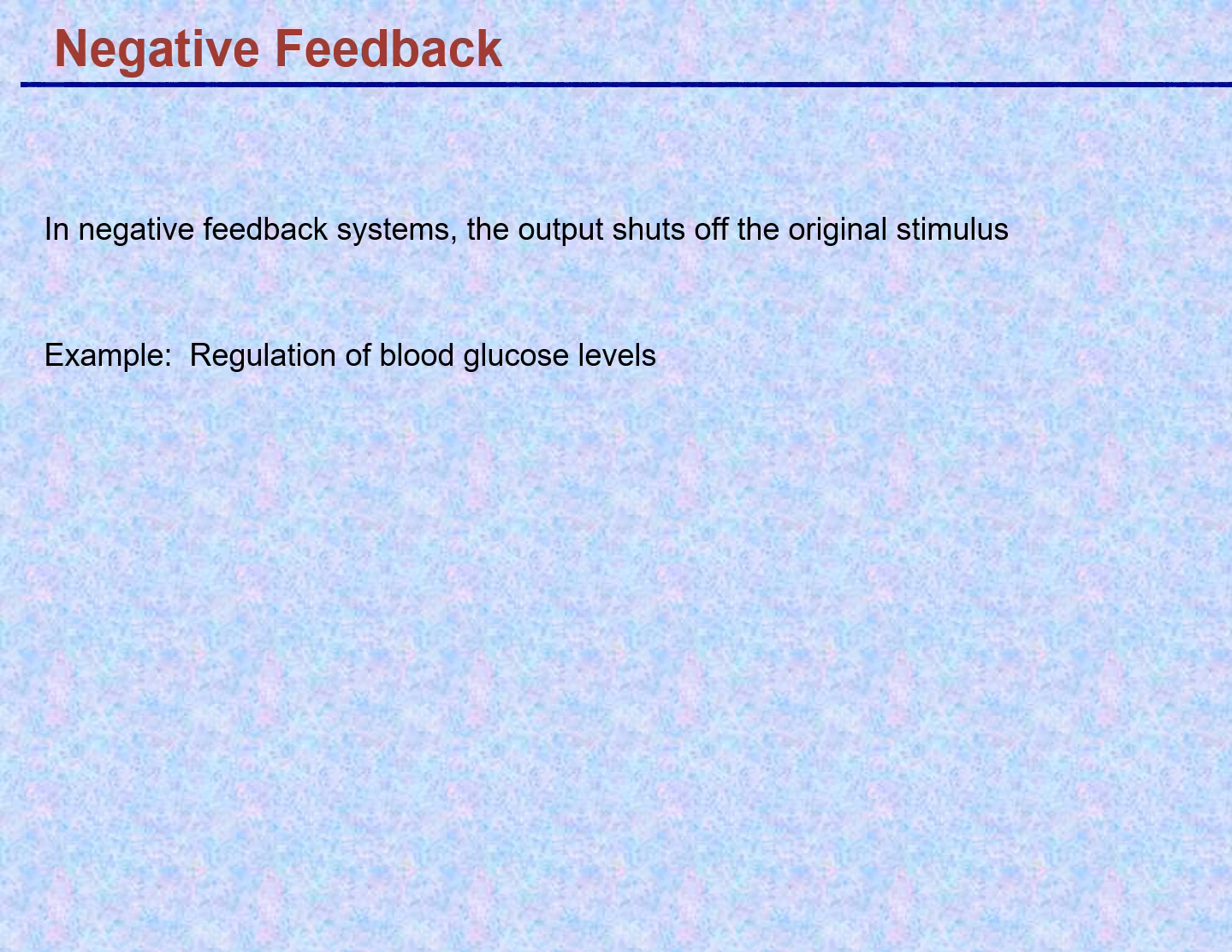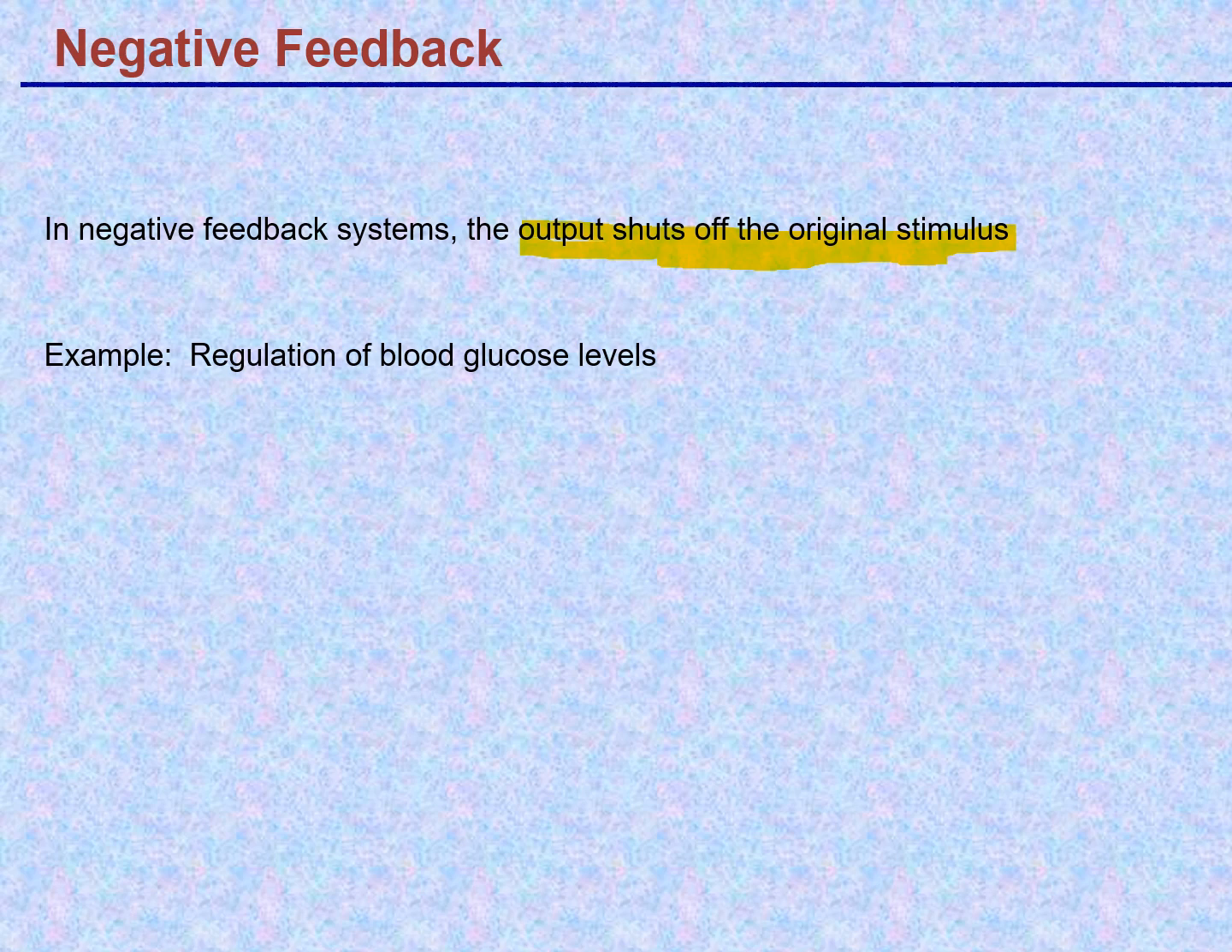And as the blood glucose level drops, insulin stops being released. So that's a negative feedback system. The output shuts down because the original stimulus is not there anymore. The glucose is being reduced. I don't know if this wording, output shuts off original stimulus, is necessarily the right way to express it. But it is a negative feedback system.